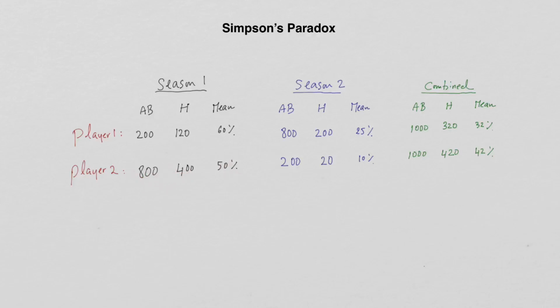That doesn't mean the ratio is big. The ratio is still small. But you have high numbers, and in here you have small numbers. So player 1 did better, player 1 did better, but overall player 2 did better. See, player 2 did better. So that is the idea of Simpson's paradox.